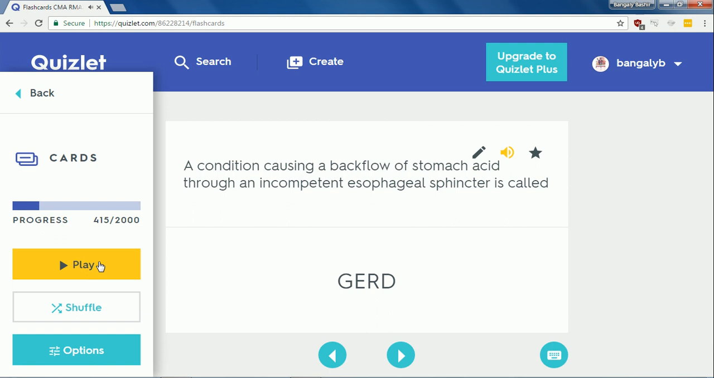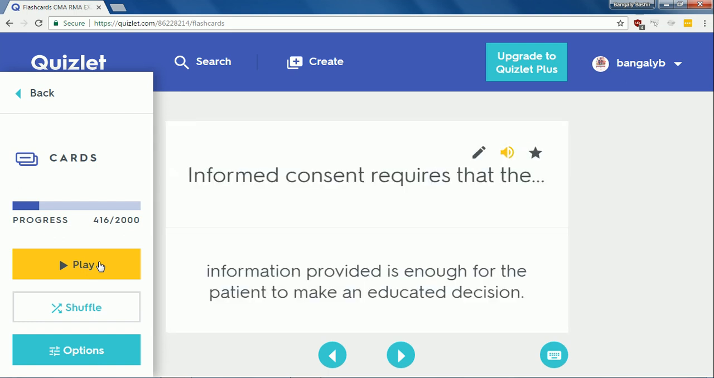A condition causing a backflow of stomach acid through an incompetent esophageal sphincter is called GERD. Informed consent requires that the information provided is enough for the patient to make an educated decision.